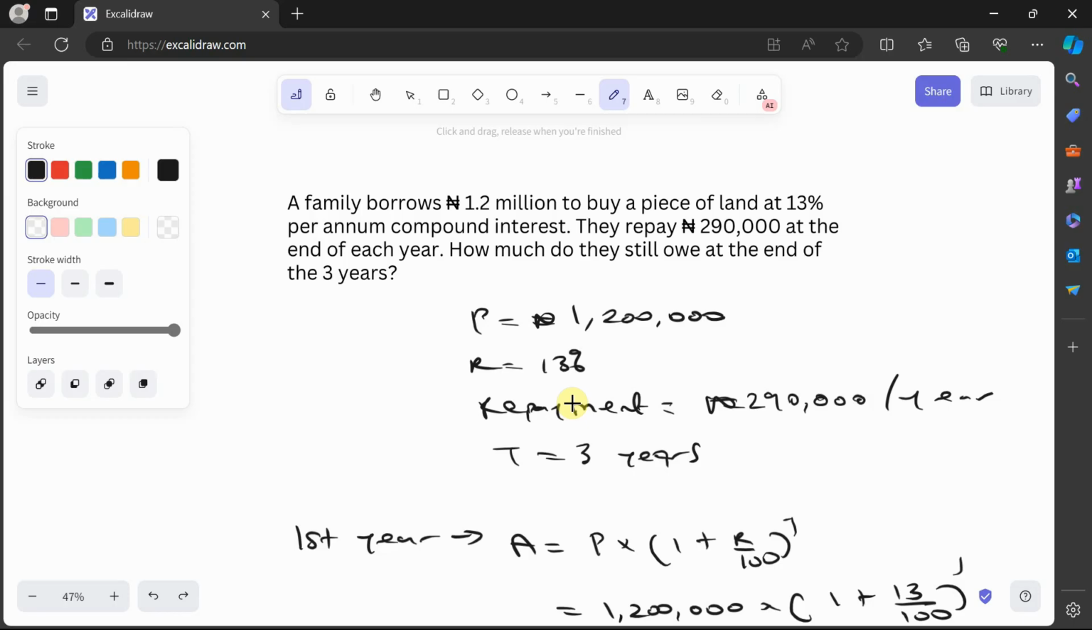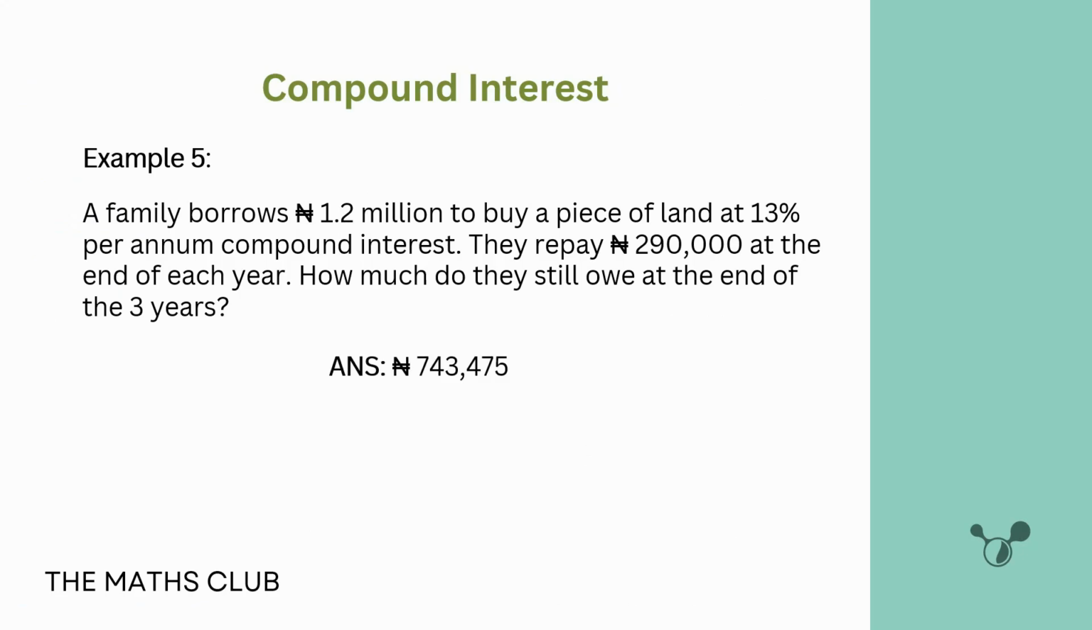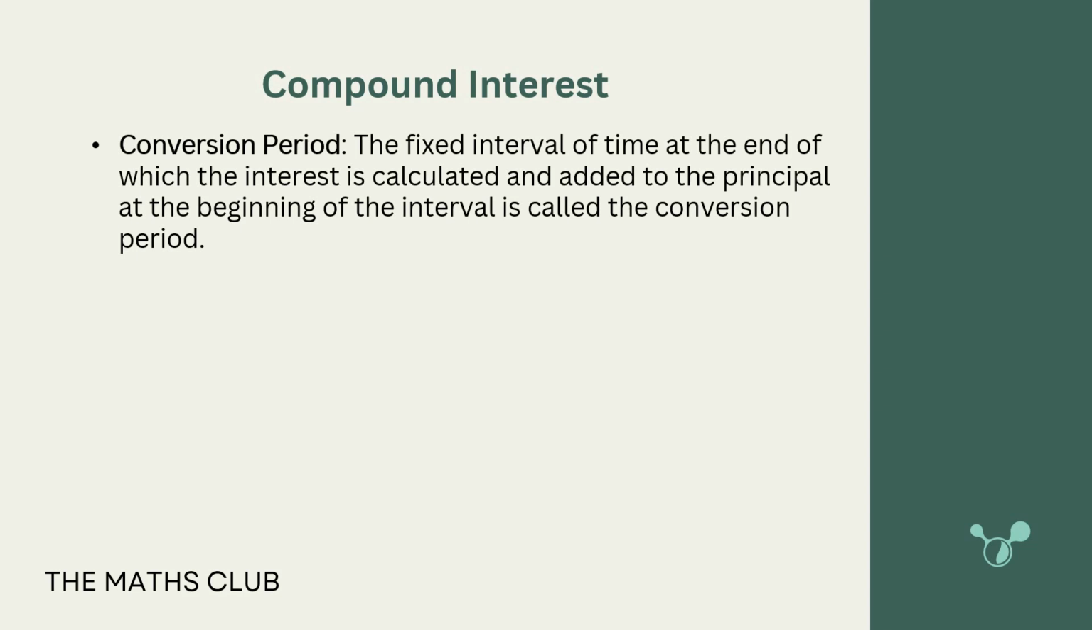Let's see if the answer is correct. Great, so 743,475. So they just took the whole number part, which is fine. This is also something new called conversion period.